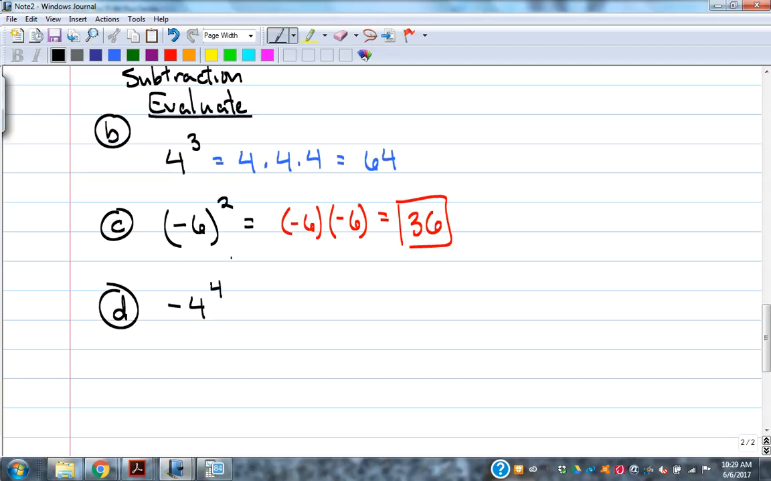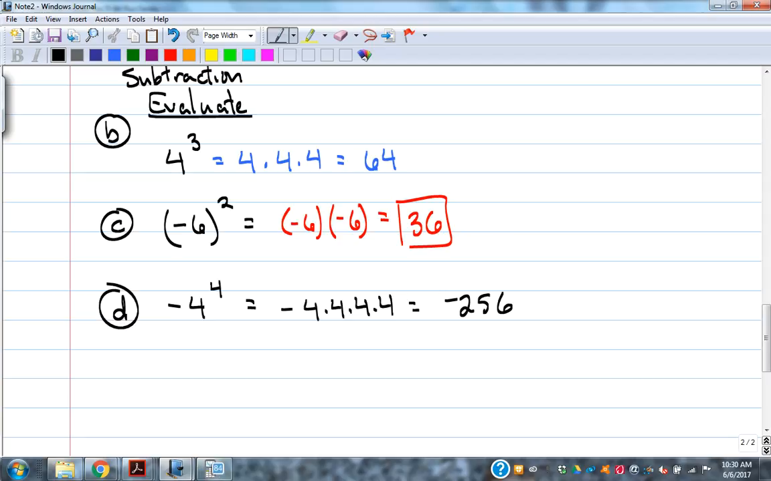-4 to the 4th. This one does not have parentheses. So that means we're taking 4 times itself 4 times, and then we're making it negative. Well, 4 to the 3rd is 64. 64 times 4 is bigger than that. It'd be 256, I think.